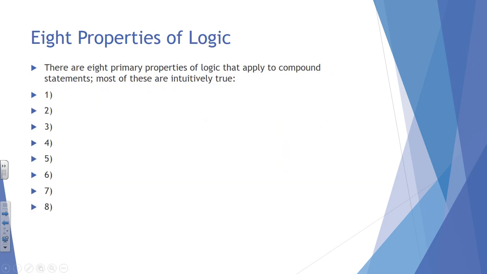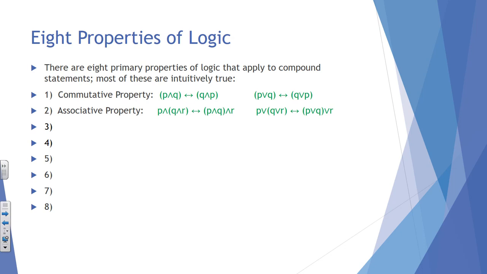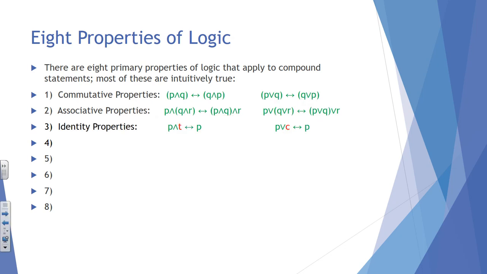All right, I mentioned at the beginning of this part that there were 8 properties of logic. We've now taken a look at a few of them. The first one we explored was the commutative property, and that says that we can switch the order of conjunctions or disjunctions, and it results in an equivalent statement. We then looked at the associative property. The associative property said that if we have 3 statements, we can group any 2 of them together for conjunctions or disjunctions, and we'll have equivalent statements. And we just established the 2 identity properties. So that leaves us with 5 more properties to explore, and we'll do that in part 2.